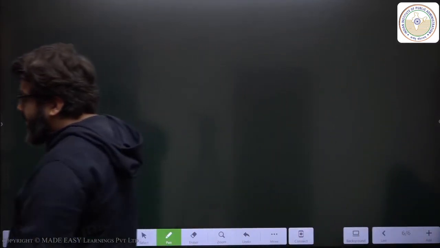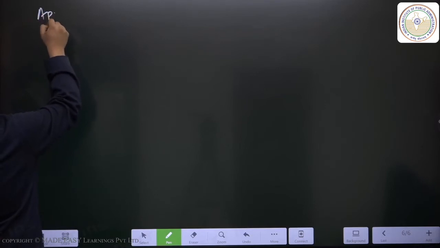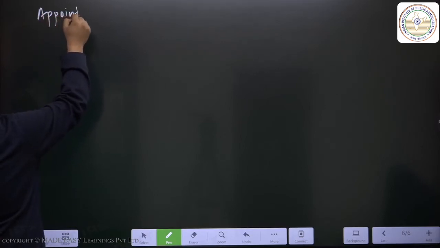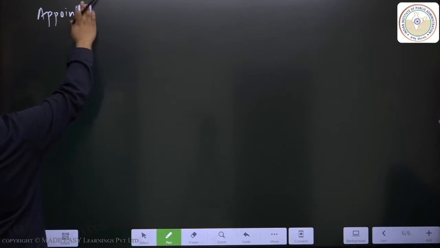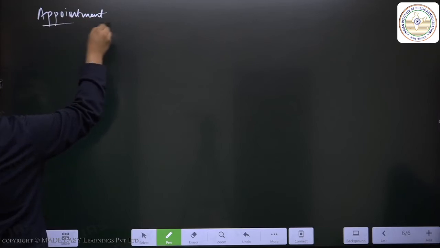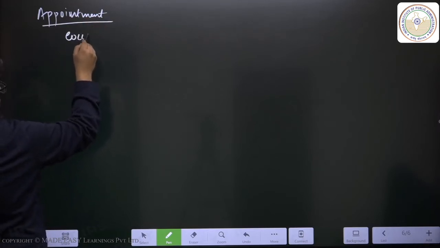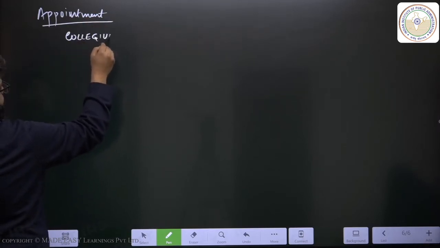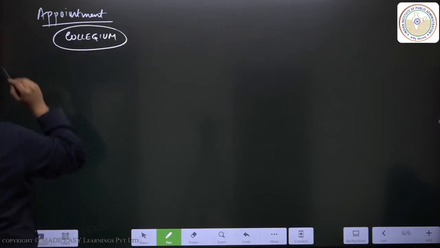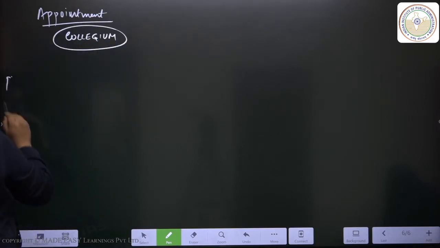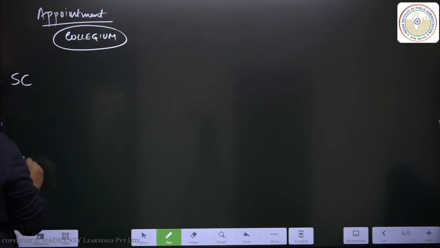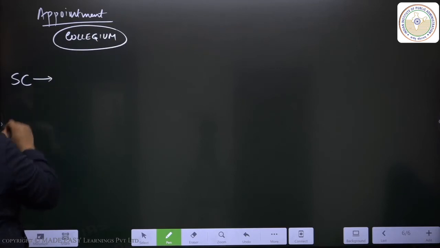Now let's look at the details of the appointment procedure and the removals. This is called the collegium. Collegium is nothing but a group of judges. So let's understand this, for the Supreme Court and for the High Court. How does this happen?